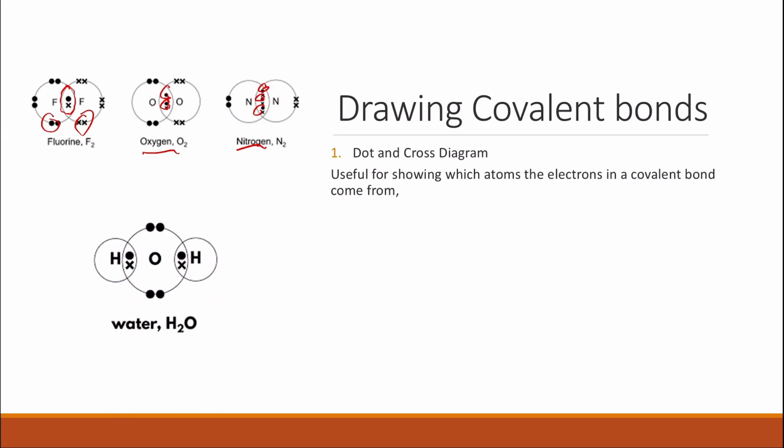We can also show the dot and cross diagram for sharing electrons between different elements in a compound, like water, for example. Water has two hydrogens and an oxygen, and the oxygen shares one electron with each hydrogen. The electron of the hydrogen is represented by the cross, and the electron from the oxygen is the dot. Each one of these is a pair of electrons which represents one covalent bond.